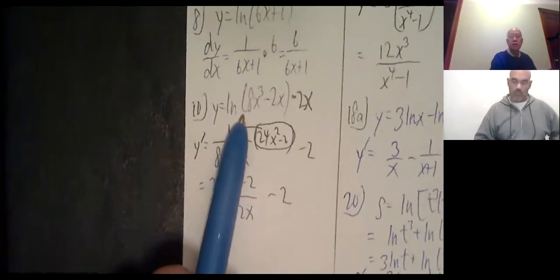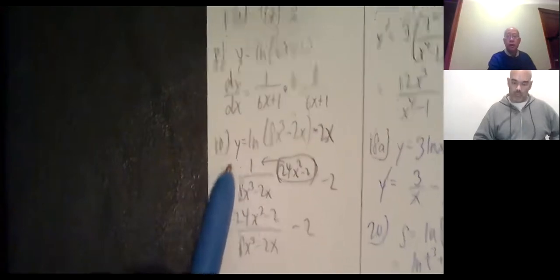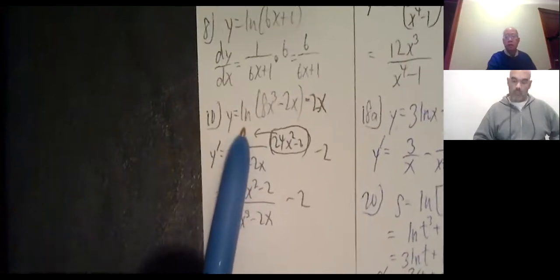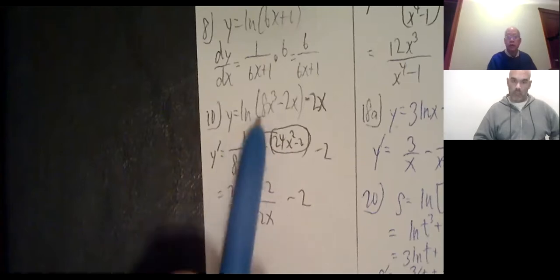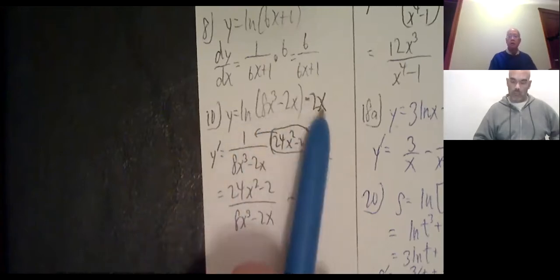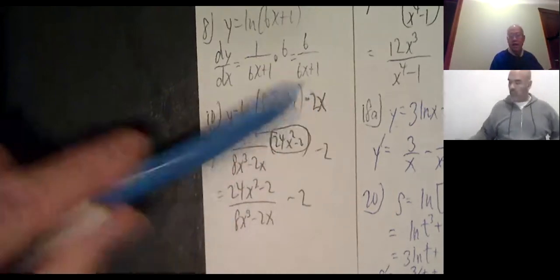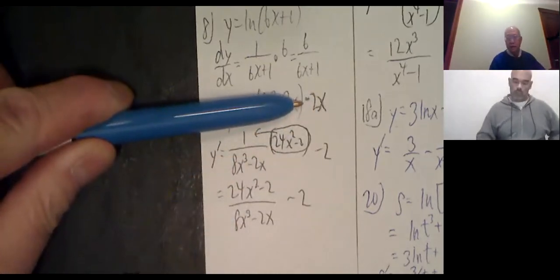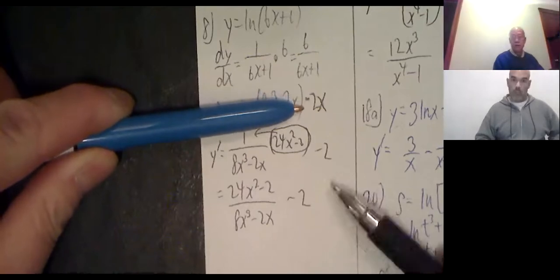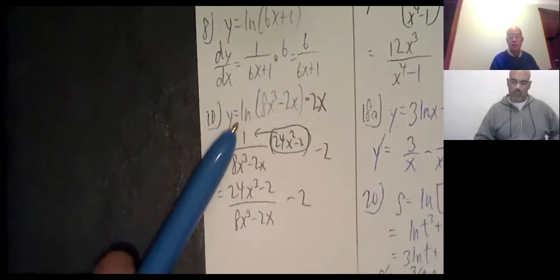Okay, then it gets a little bit more complicated, I guess. Number 10. Y equals natural log, and ln stands for natural log or log natural, of 8x cubed minus 2x, minus 2x. Let me check the book. Yeah, that's it. Well, let's get this out of the way. What's the derivative of negative 2x? Negative 2. Okay, so that's finished. So let's concentrate on this now.